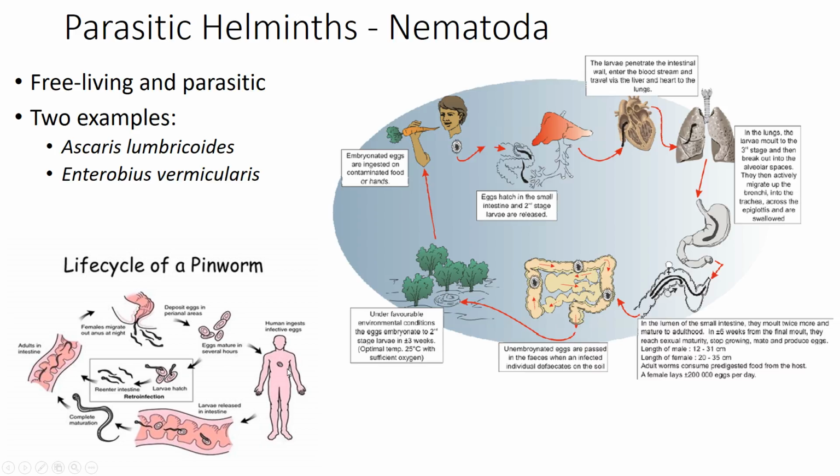So when you ingest the egg, it gets into your digestive tract. They reproduce inside of the digestive tract. And then when you go to sleep at night, the adult female worm will travel to the anus and will actually lay eggs on the outside of the anus. Well, when you wake up the next morning, you have no idea that's happened, but the presence of those eggs on the anus will cause itching.